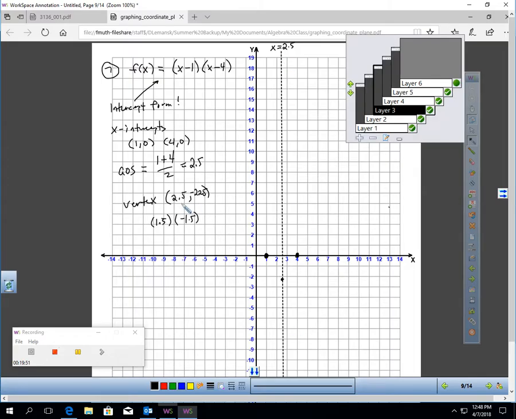Now I got to find my vertex. I know my vertex is 2.5 comma something. I put 2.5 in here and 2.5 in there, and I got 1.5 times negative 1.5. That'd get me the negative 2.25. So there's my vertex, which you can see I plotted, and there's my graph.